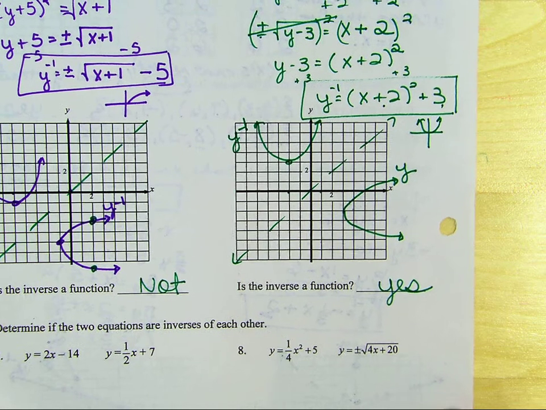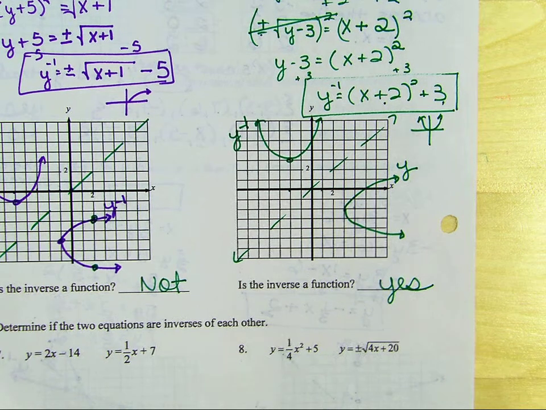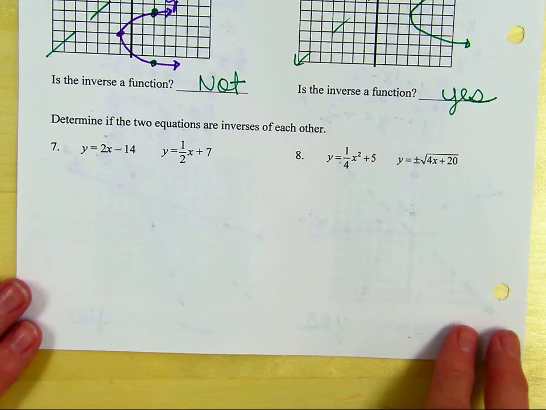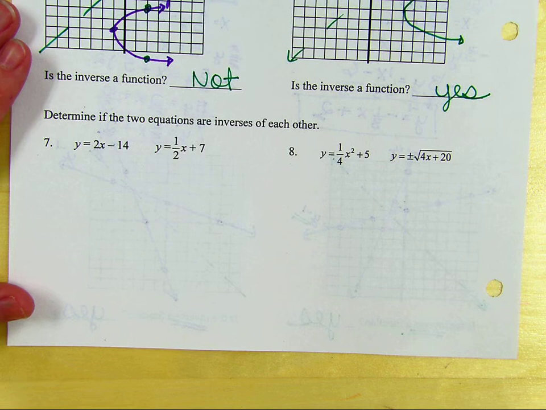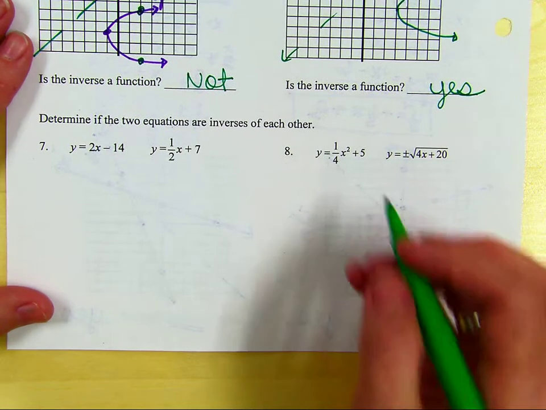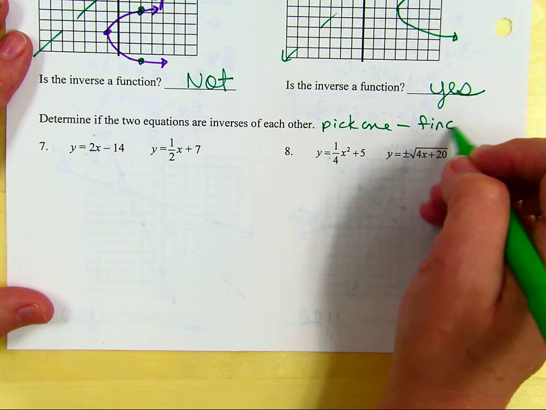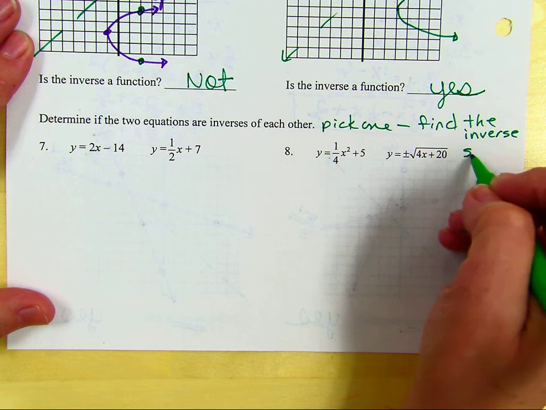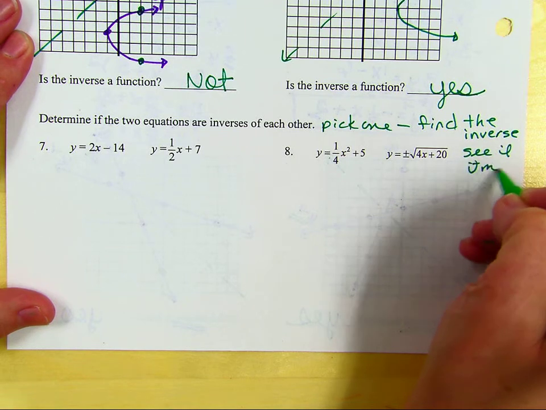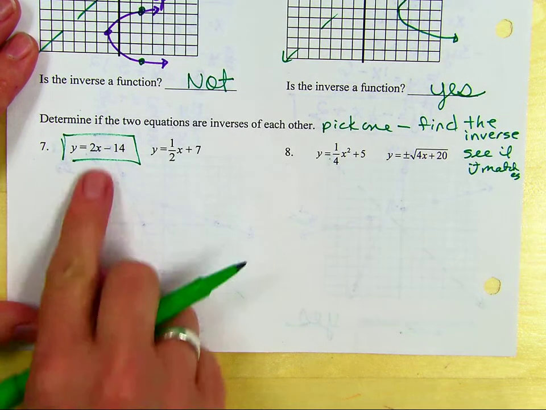All right, we're almost there. Take a deep breath. I'm tired. All right, last two, we're going to ask ourselves, are these two inverses? What I think we're going to do is we're just going to pick one, find the inverse, and see if it matches. Okay, so let's pick this one. When I get my inverse, I will see if it matches.